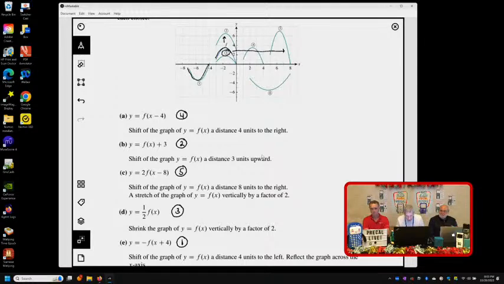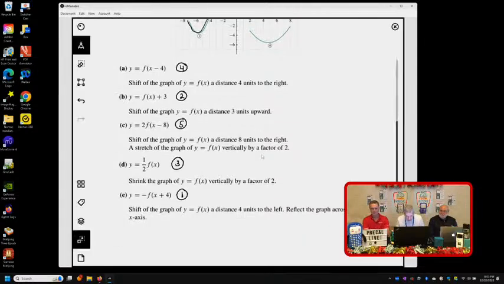And then finally, down at the bottom here, we're going to put all of this together if we can in part F.